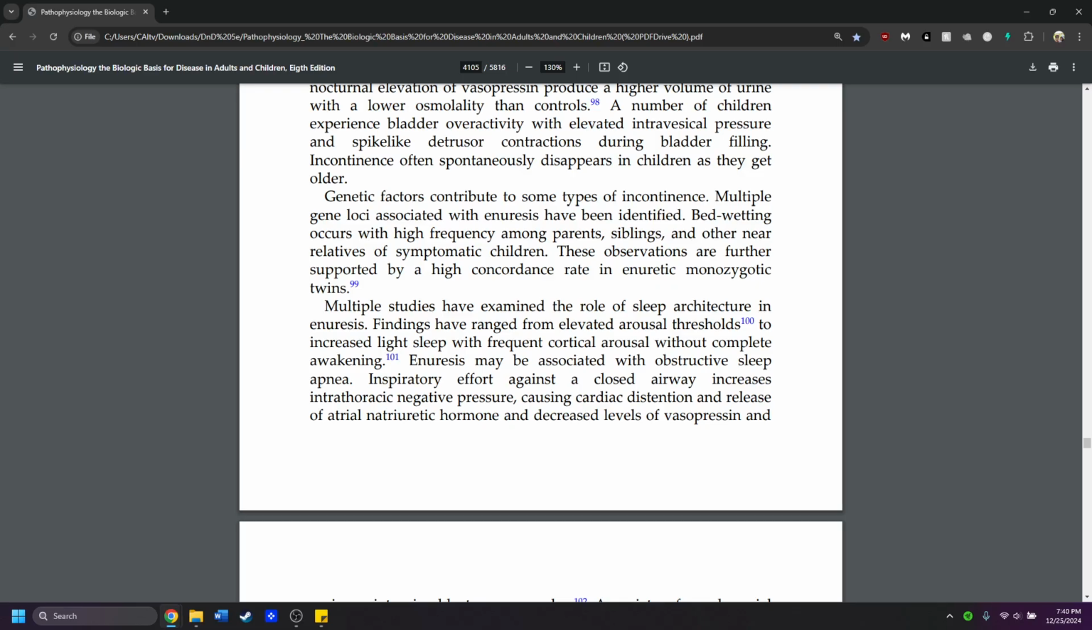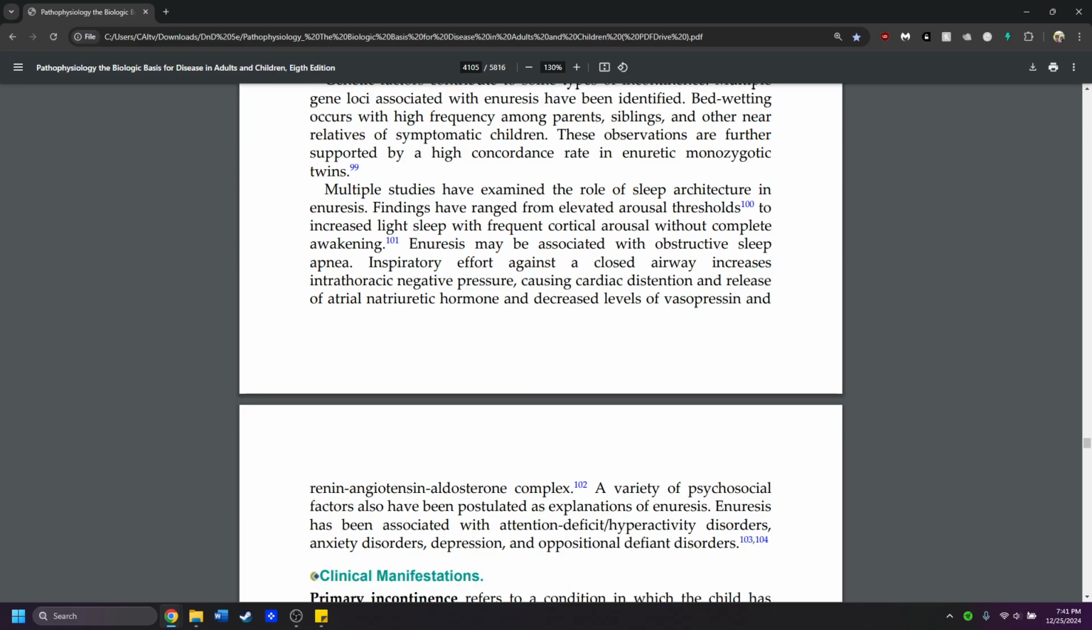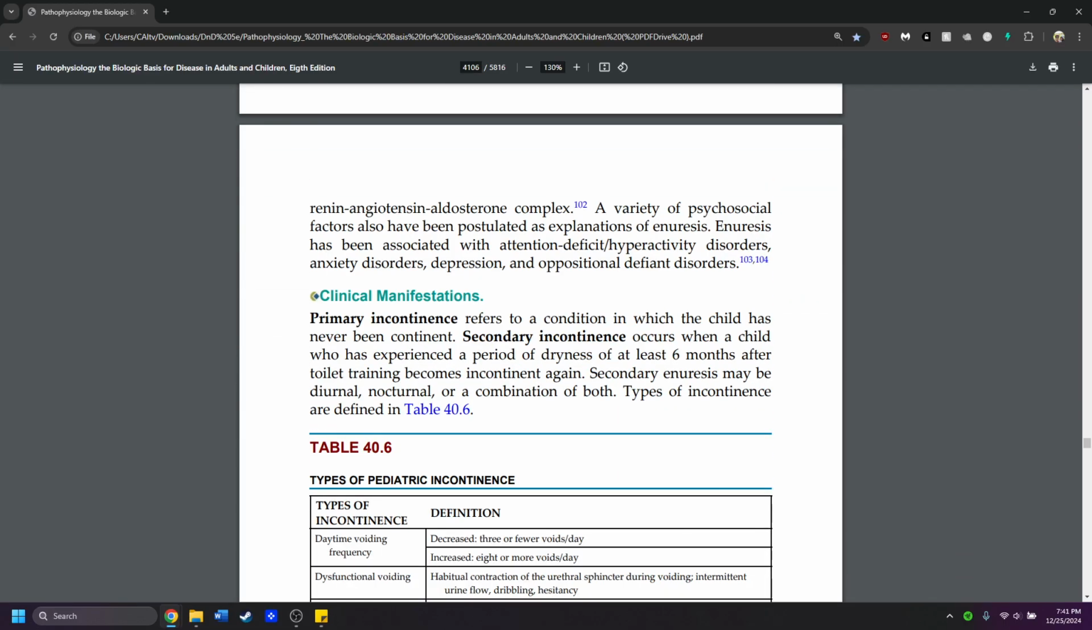Multiple studies have examined the role of sleep architecture in enuresis. Findings have ranged from elevated arousal threshold to increased light sleep, with frequent cortical arousal without complete awakening. Enuresis may be associated with obstructive sleep apnea. Inspiratory effort against the closed airway increases intrathoracic negative pressure, causing cardiac distension and release of atrial natriuretic hormone and decreased level of vasopressin and renin-angiotensin-aldosterone complex.